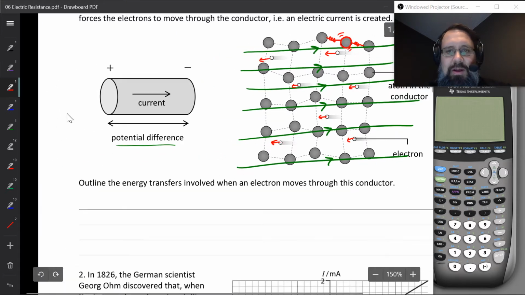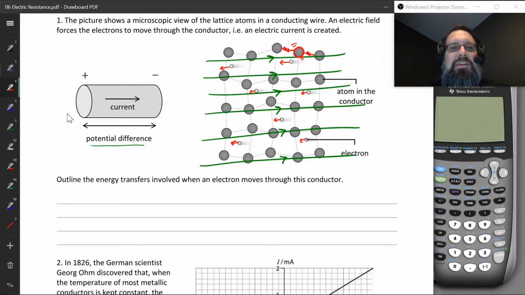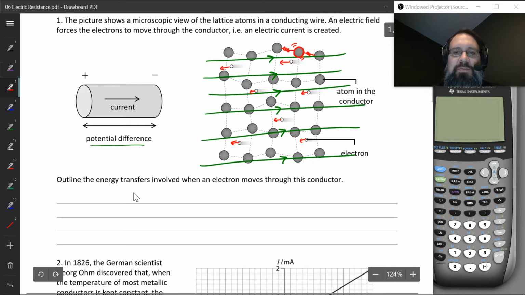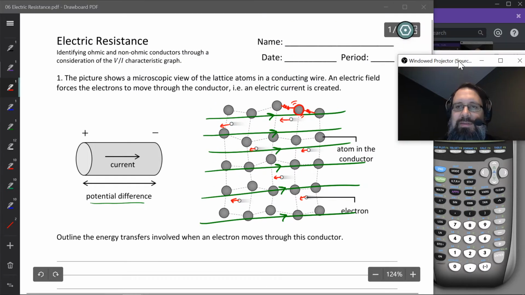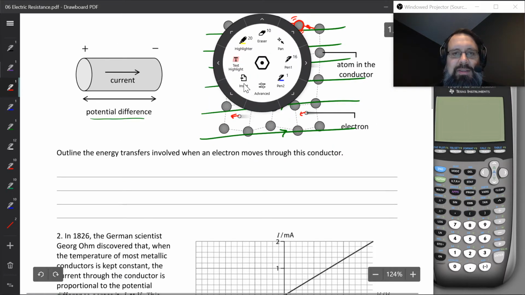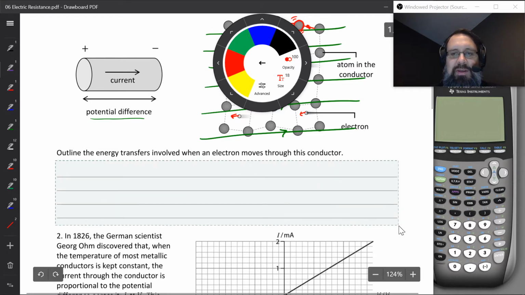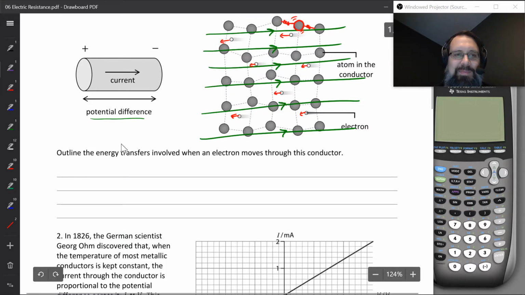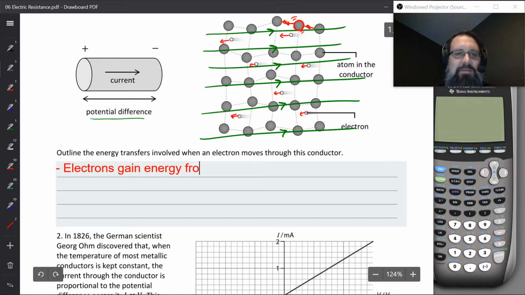All right, so first up, we want to outline the energy transfers involved when an electron moves through this conductor. Let's see, I need my text box tool. Insert text. I'll do it in red. I don't want to write because my writing is terrible, so I'm going to type. So the first thing we want to talk about is that the electrons gain energy from the electric field. That's the first thing that we know is happening.